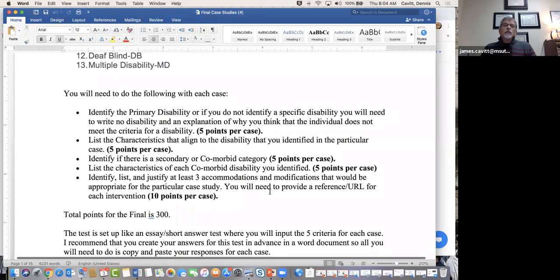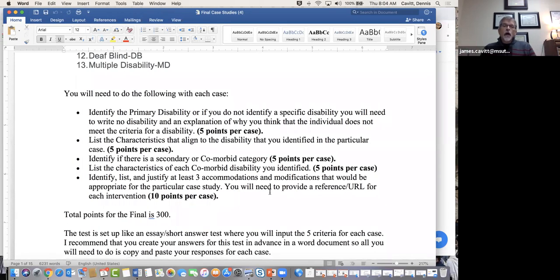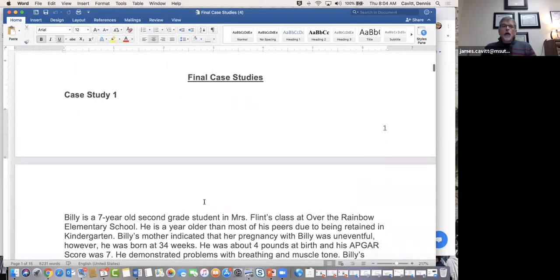Then you need to list and justify 3 accommodations or modifications that would be appropriate for this particular case. And you need to provide either the book that you found it in or a URL that you found it in, and that's worth 10 points. Each of the other areas are worth 5, and that last one's worth 10. So it's 30 points per case. There's 10 cases. And so therefore the final's worth 300 points. Does that make sense, everybody? Mhm. All right, good.